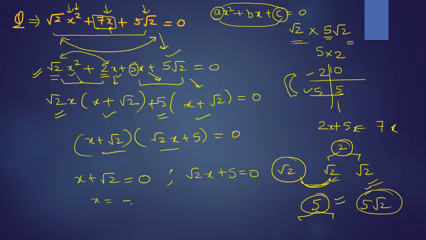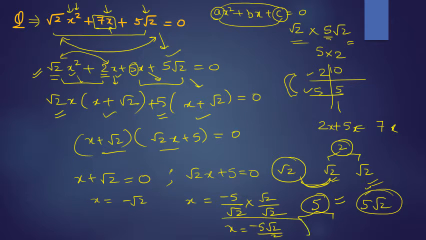So x will become minus root 2 and from here x will become minus 5 by root 2. If you want, you can rationalize it, root 2 by root 2. So minus 5 root 2 by 2. This is your answer, correct? Because the degree is 2, you will definitely get two roots for this particular equation. I hope you have got an idea of how we solve by splitting the term method or prime factorization method.